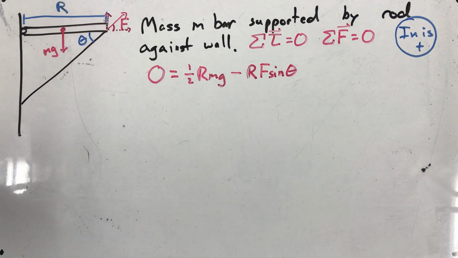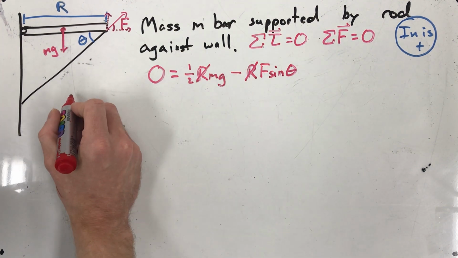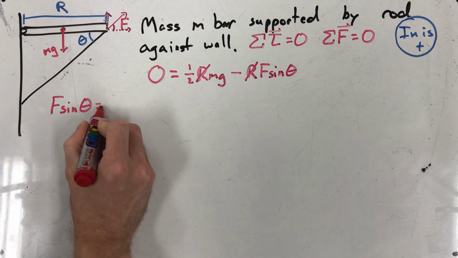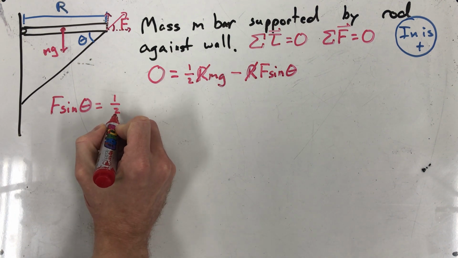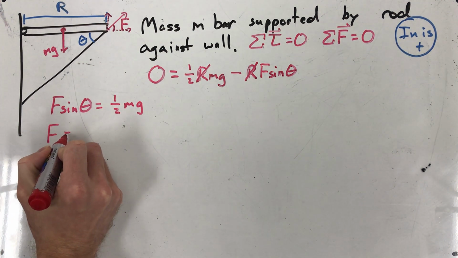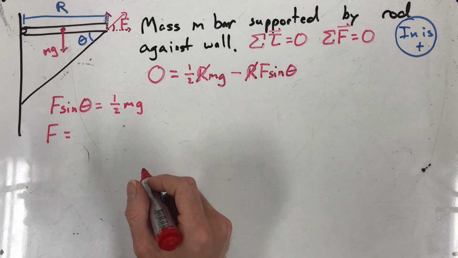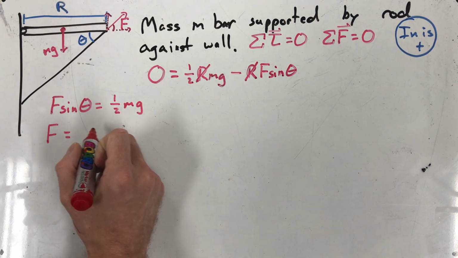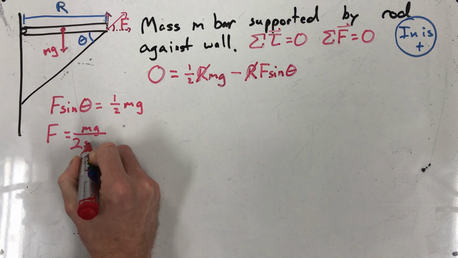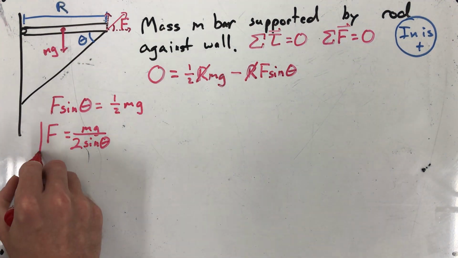So we're able to write a statement right there using the fact that the net torque on the system is 0. Now let's go ahead and simplify. I can cancel out my r's. Let's move f sine theta over to one side. F sine theta is equal to 1/2 little mg. I'm just going to solve for f, because that's the thing that we don't know. And here we've got mg over 2 sine theta. That's going to be the magnitude of our force up there. So that's cool.